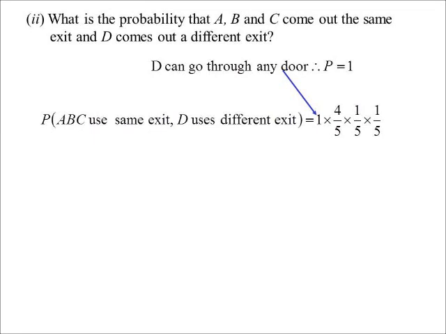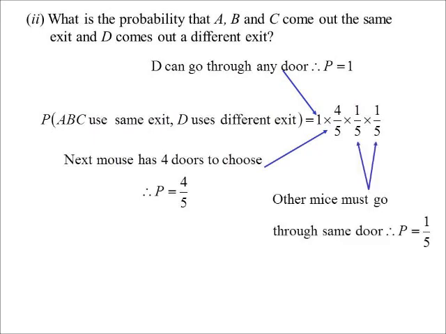But now that D's gone through that one, now A, B or C, let's say A goes next, it can go through any one except the one that D went through. So it's got a 4 in 5 chance. But then the next mouse wants to go through the same one as the last one, so 1 in 5, and then the last mouse, 1 in 5. And we get a probability of 4 out of 125.